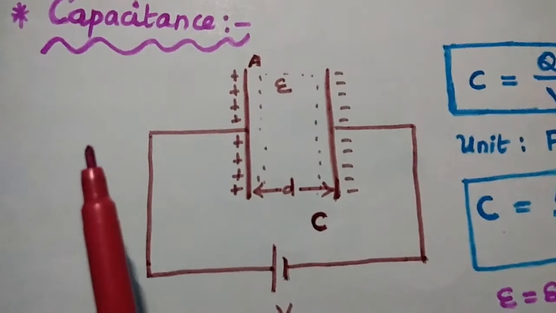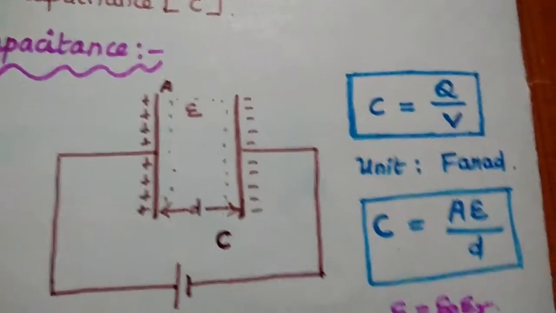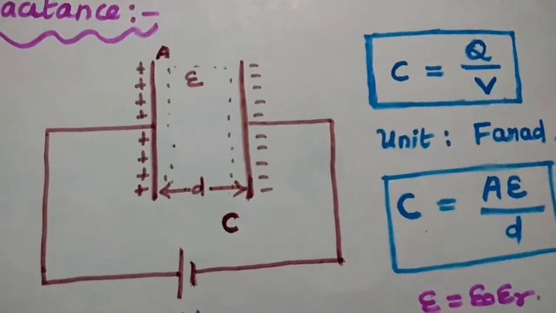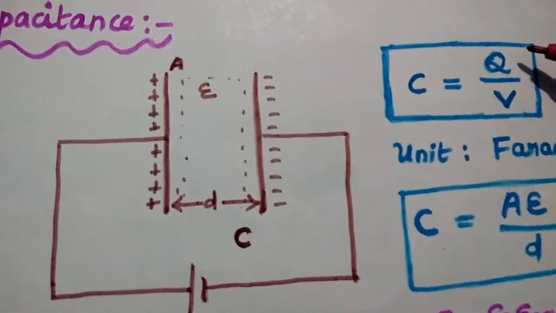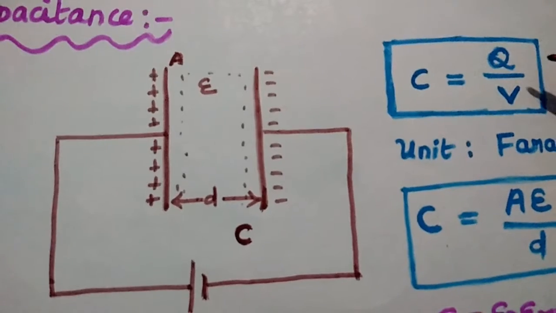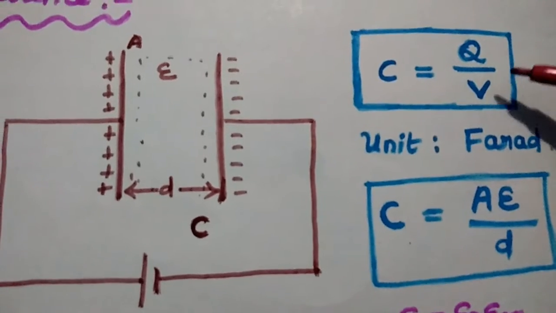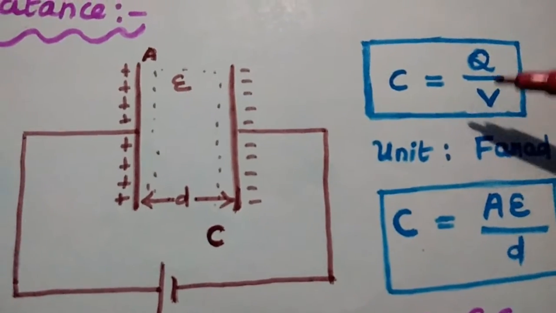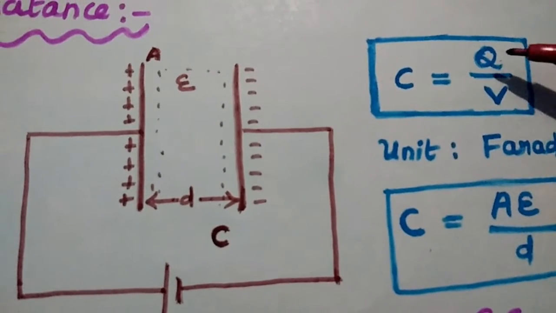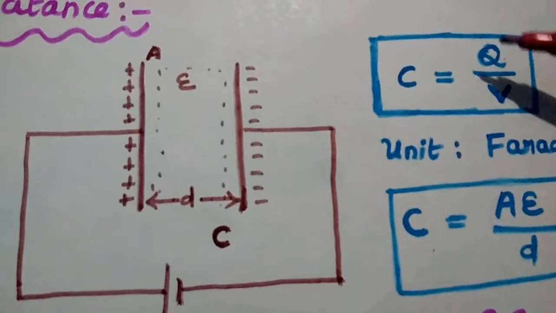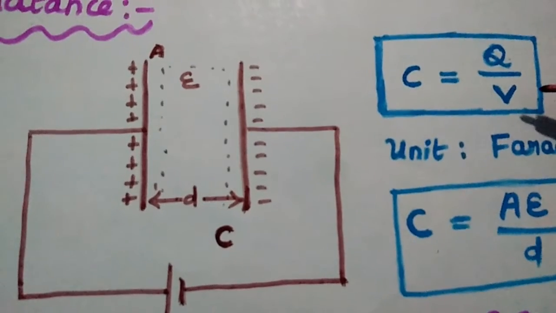So capacitance, as I told you, is the property of a capacitor. Capacitance is defined as the ratio of the magnitude of charge on either of the conductors to the potential difference between the conductors. So this is the definition of capacitance. Simply, we can say it is the ratio of the charge on any one of the conductors to the potential difference between the conductors.